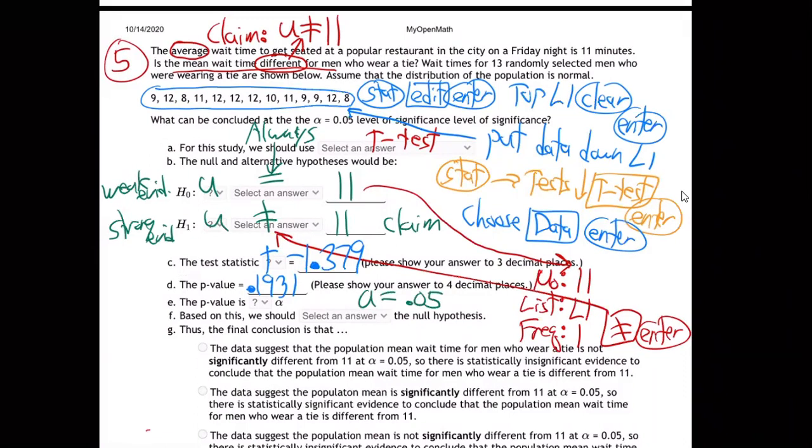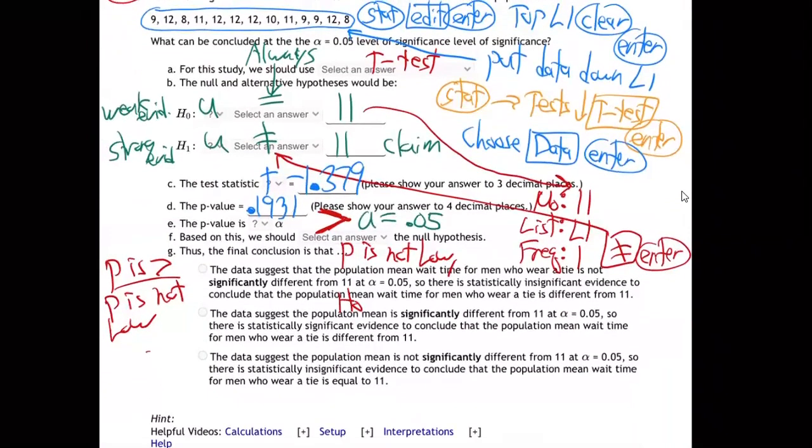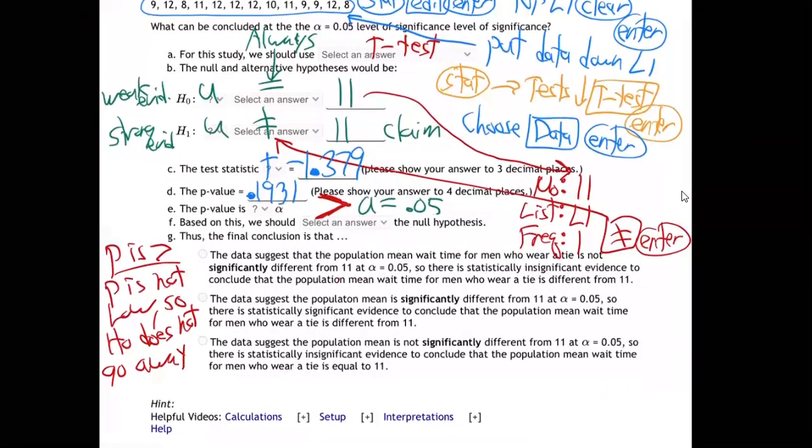So the question is, how does my alpha compare? Well, clearly my p-value is greater, right? Alligators open mouth towards the bigger one. Want to eat the bigger one. 19 is bigger than 5. So my p-value is not low. P is greater. So P is not low. So H0 does not go away. Right? That's our conclusion.